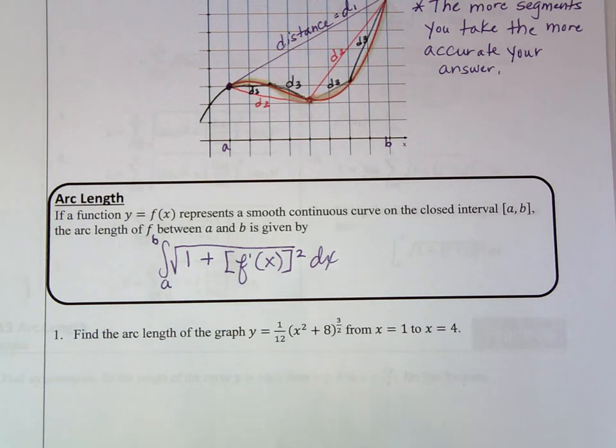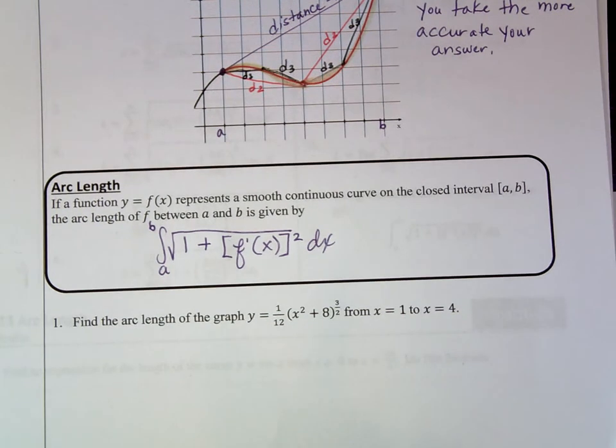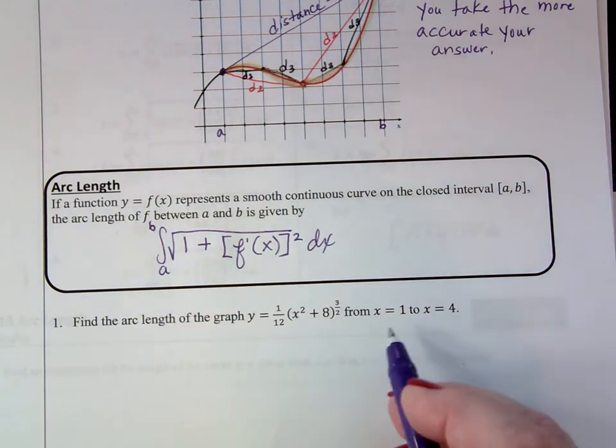And so they say, all right, well then find the arc length of this guy. So we're going to put it in the formula. I want to go from 1 to 4.